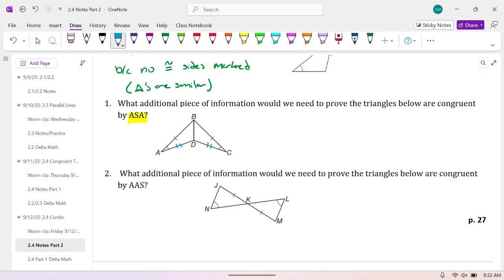Because remember, if we mark the reflexive property side, that would give us angle, side, side. What's that acronym? Don't say the word. Side, side, or side, side, angle. Think about it. Side, side, angle spelled backwards is? Oh, never mind. Yeah. So, we don't want any bad words in this class. All right.